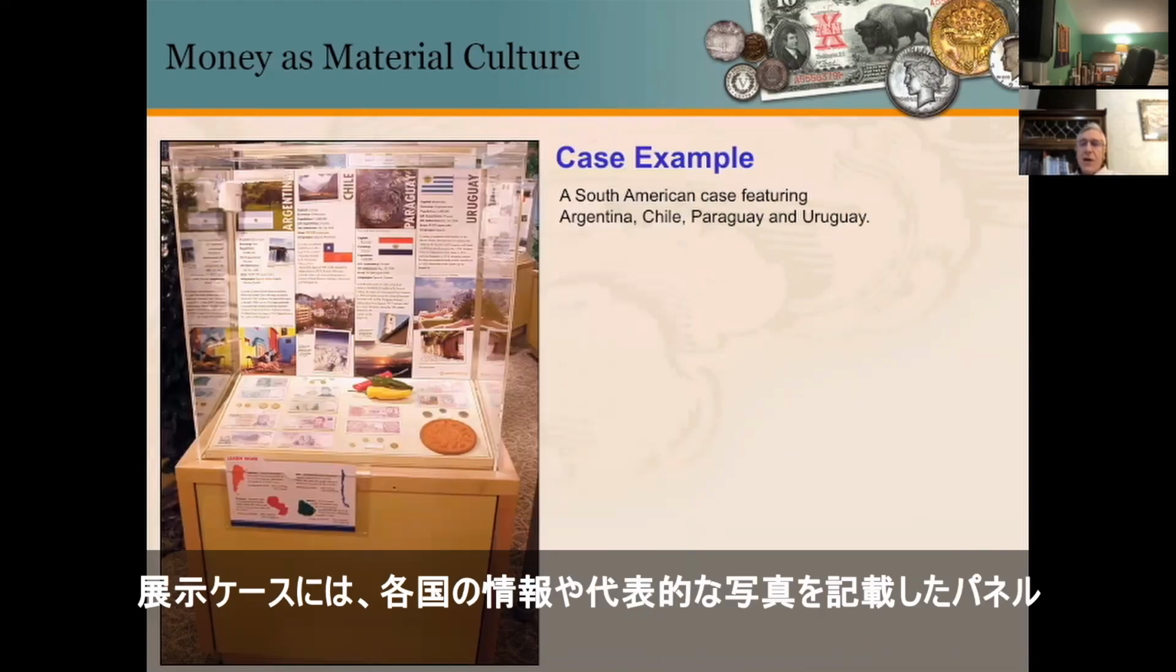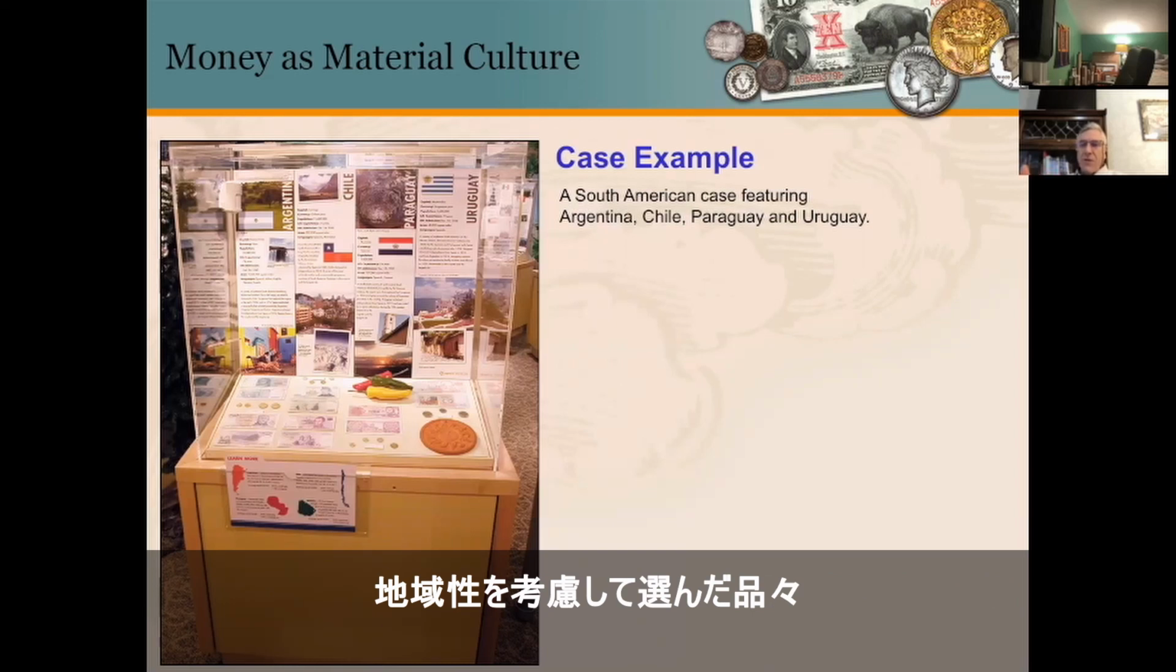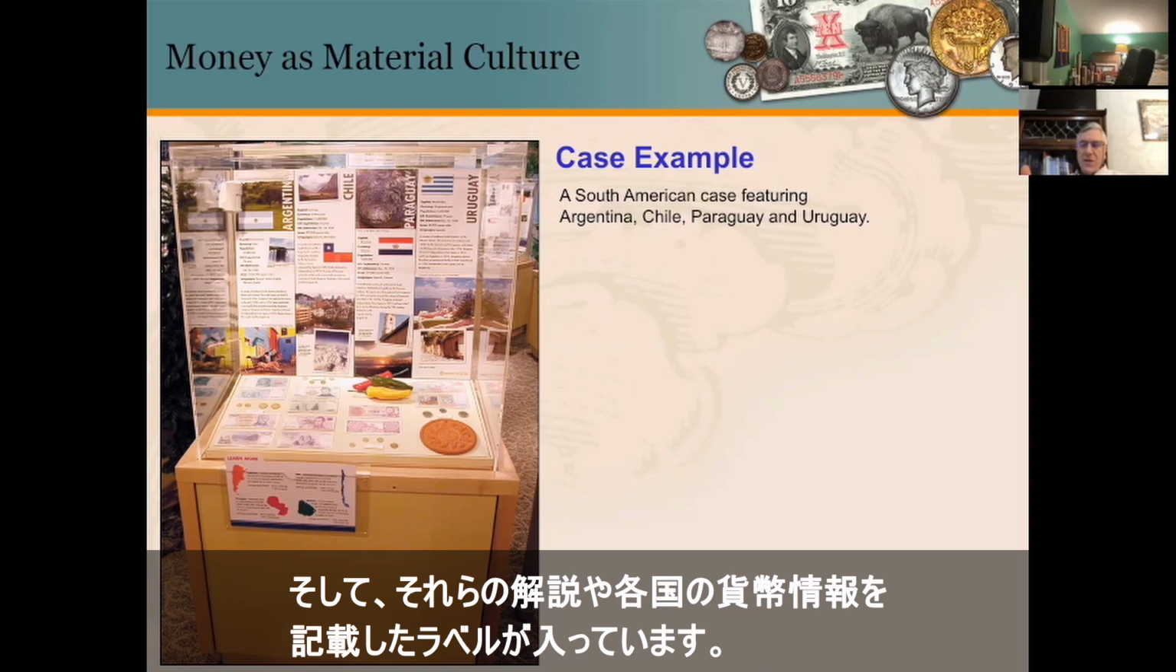And then each case included a back panel with country information and typical images, the objects, including objects selected for regional flavor, and a label card, including labels for each object, as well as information on the currencies of each country in the case.